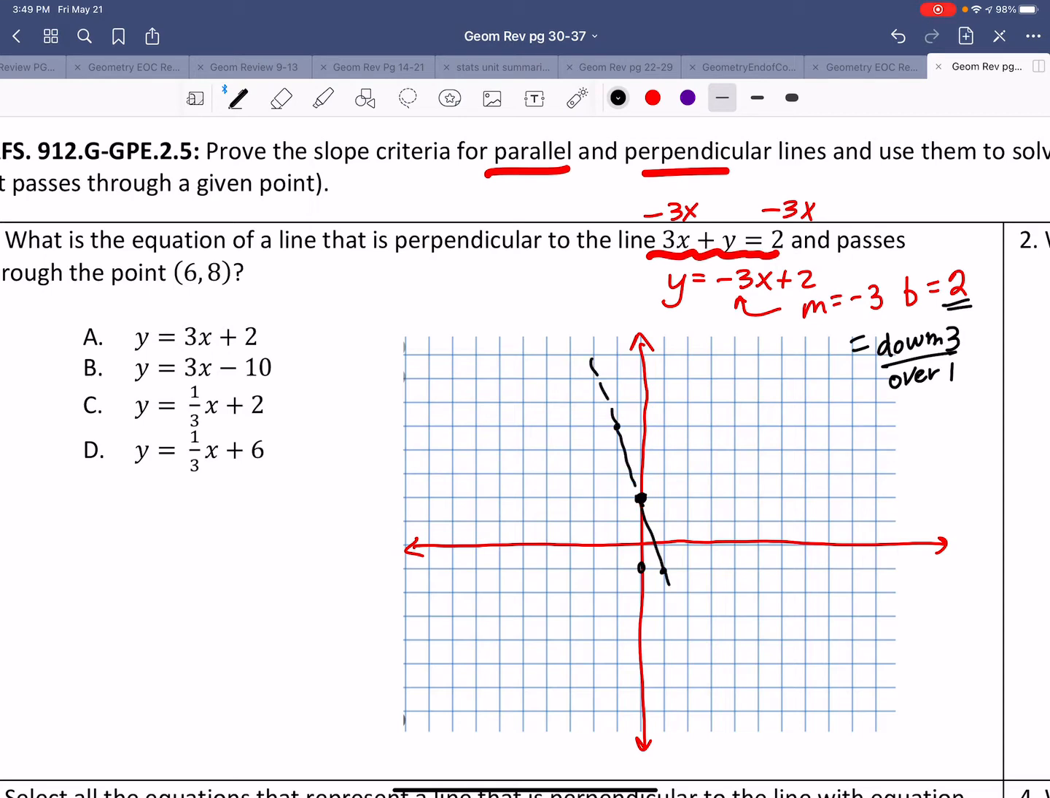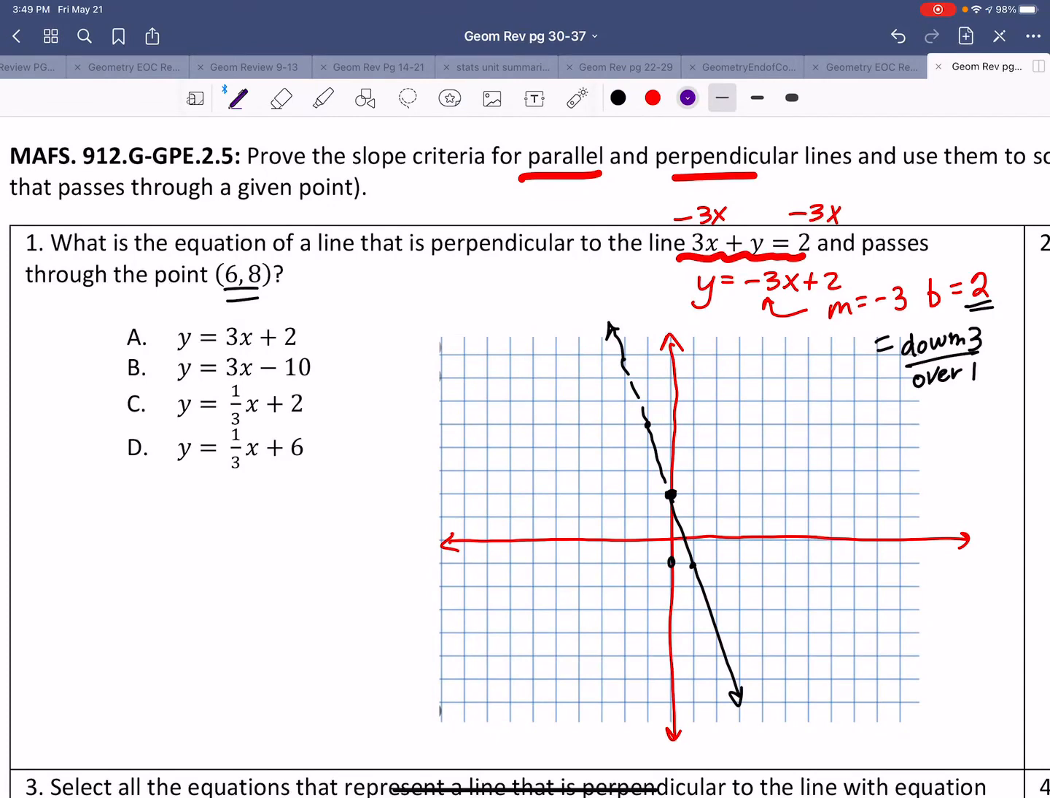So here's this line, and they want me to go through this point. This point is at 6, 8. And they want it to be perpendicular. So it appears like it would be somewhere here. Right off the bat, I'm pretty sure it's going to be D because it's got to be perpendicular. But how would you do this without having to graph?